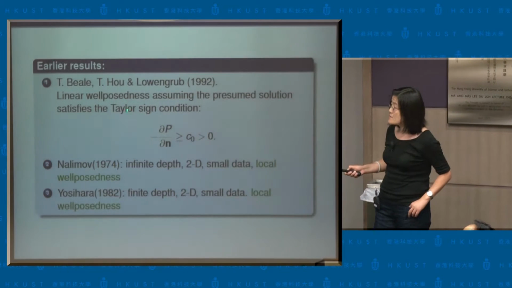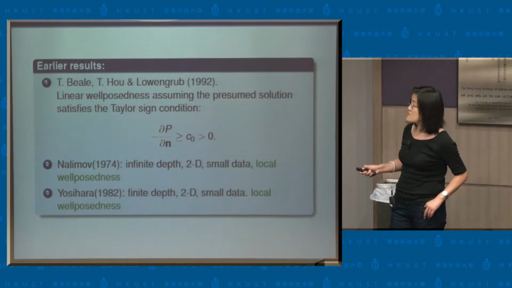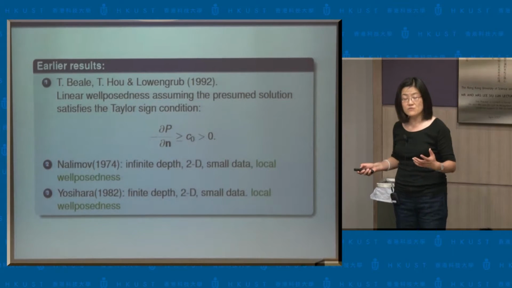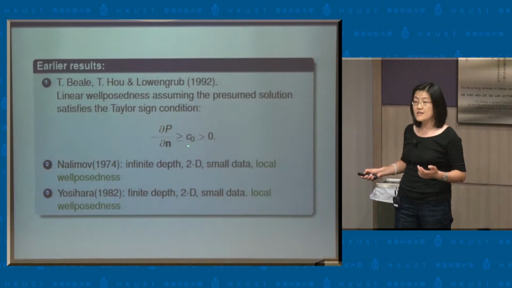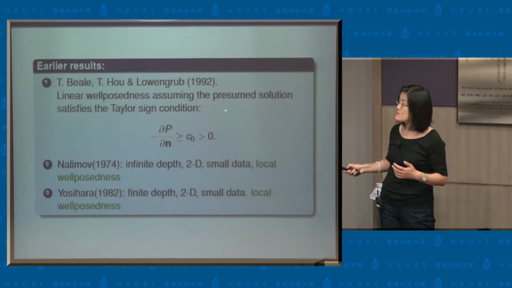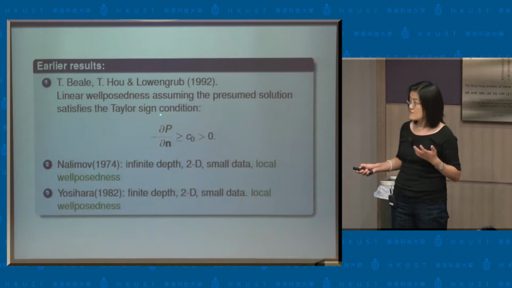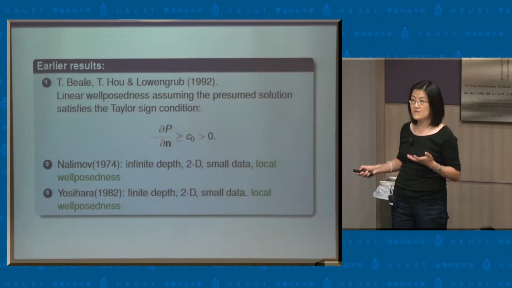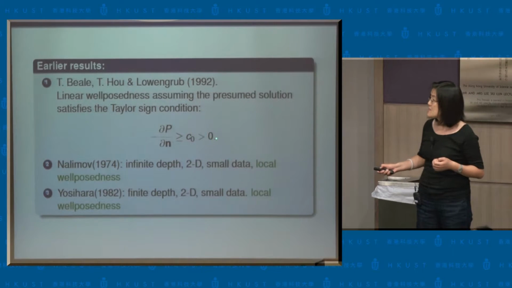There are a few earlier works. In this work of Beale, Hou, and Lowengrub, they show that if you have a solution that satisfies the Taylor sign condition, and you linearize the equation about this solution, the linearized equation is well posed. So the importance of this sign condition is already there. But now we can actually show this is always correct. It's not a condition.